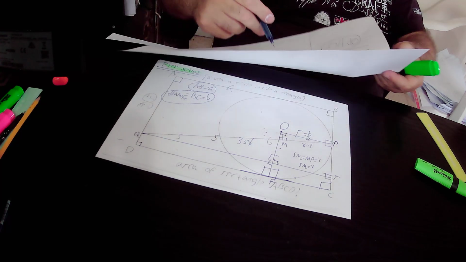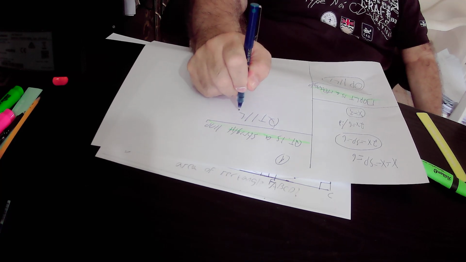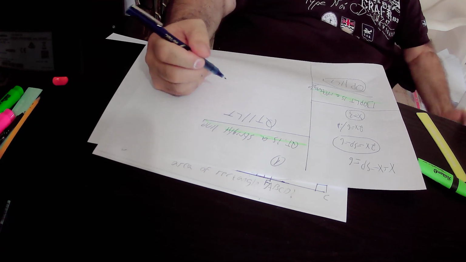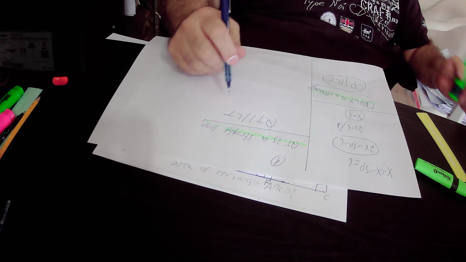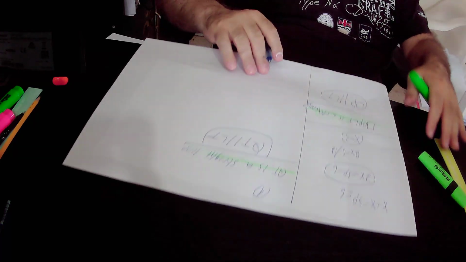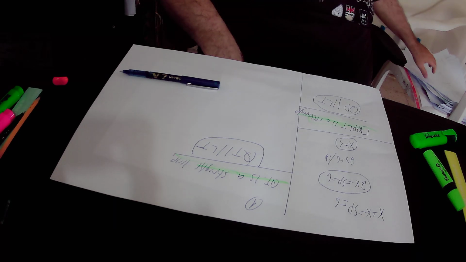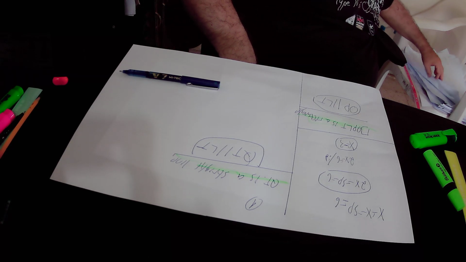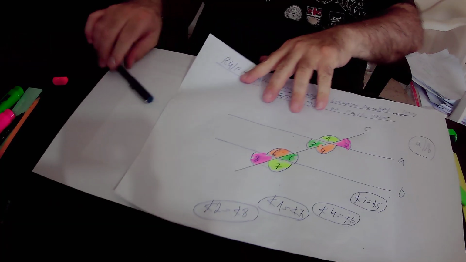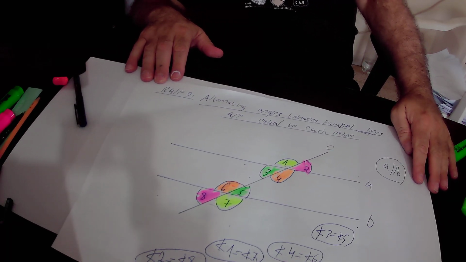So QT is also parallel to OP, because if a part of a straight line is parallel to another straight line, then the straight line itself must also be parallel to the other straight line. Therefore QT is parallel to OP. And we have here rule number 9, that states that according to rule number 9, alternating angles between parallel lines are equal to each other.